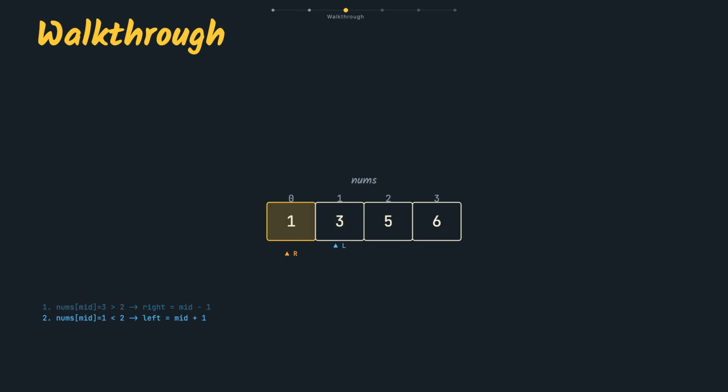Middle is index 0, value 1. 1 is smaller than 2, so target's to the right. Left moves up to 1. Left is 1, right is 0. Left past right, so the window's empty. Return left, which is 1.